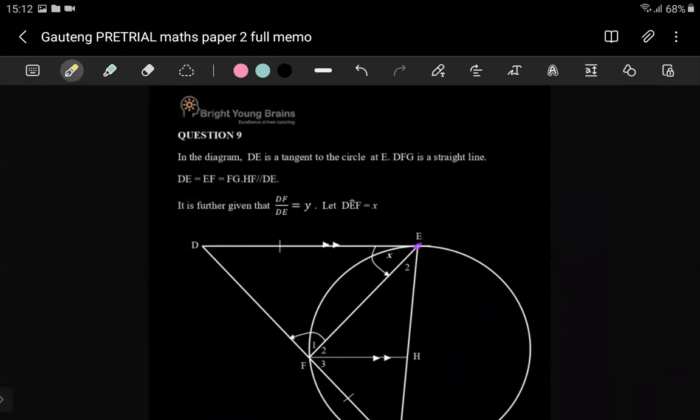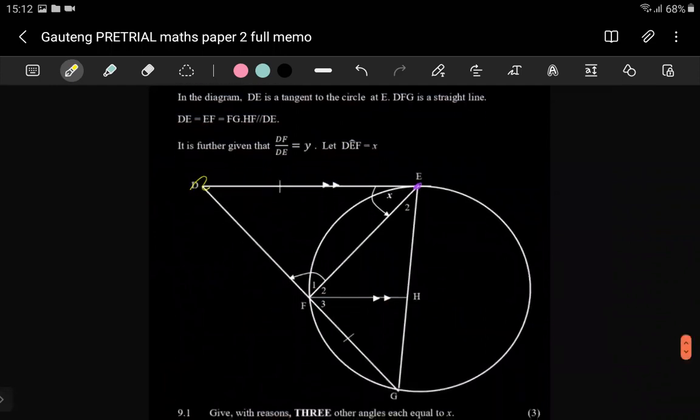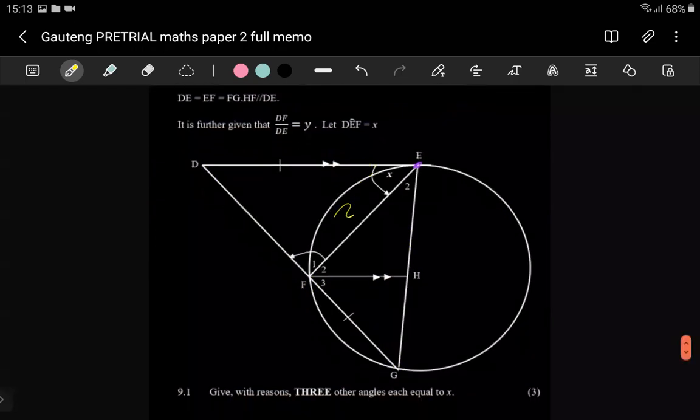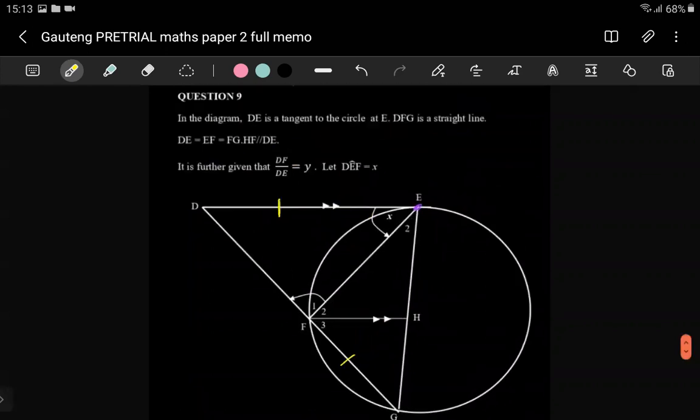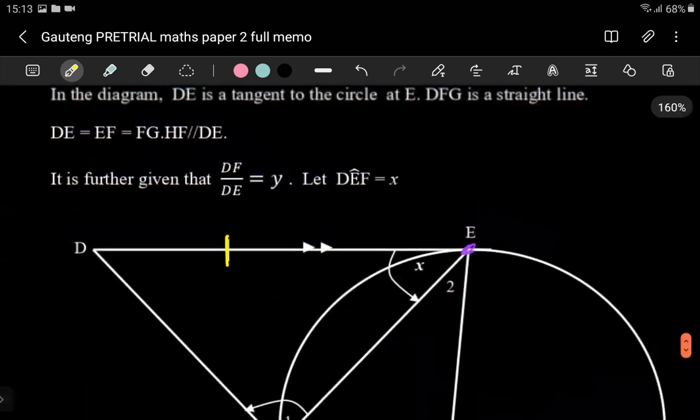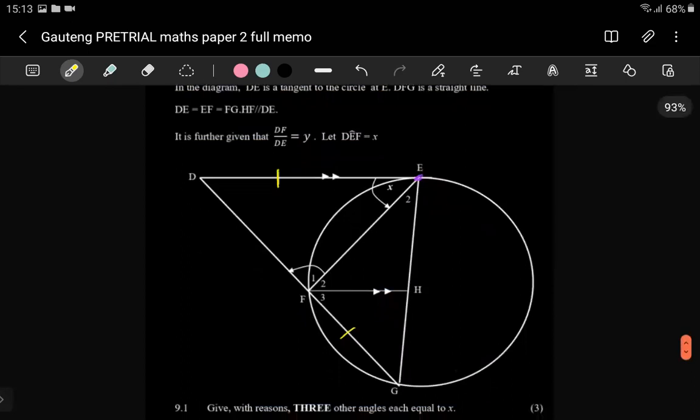It says DFG. So there's DFG here. DFG here is a straight line, right? And according to the sketch, these are equal. Okay, interesting. And then they told us that DE is equal to EF, fine. And then they told us that it's also equal to FG. Where's FG? FG is equal to DE, which is also equal to EF.